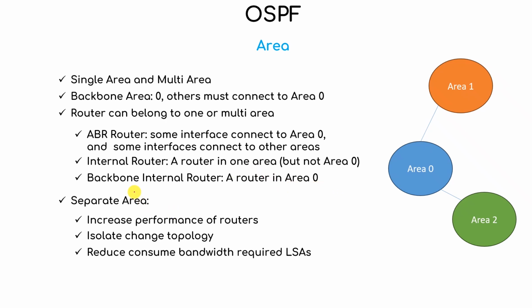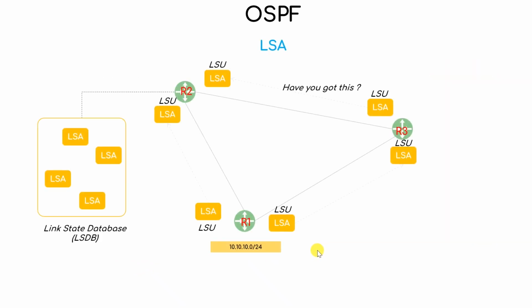The reason why OSPF has separate areas is that it helps increase the performance of routers, isolate topology changes, and reduce bandwidth consumed by LSAs. OSPF uses the link state database to exchange information and then build the network topology. The link state database contains the LSAs flooding from router to router, so the LSDB on each router has the same information.